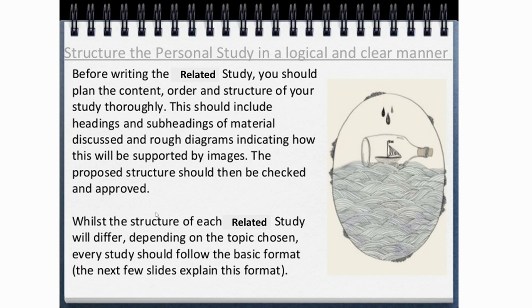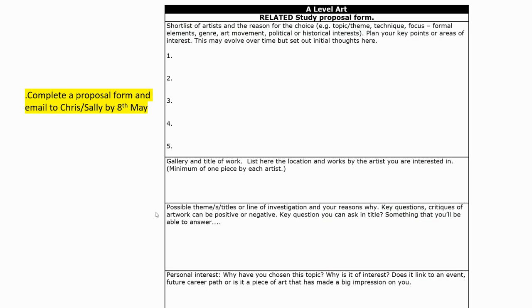Okay? So whilst the structure of each essay can be slightly different, there are key things that we've got to look at, and that's what we'll do. So I'm giving you this form to get back to me and Sally by the 8th, and here's a series of things that you could look at: a short list of artists, ideas, themes that you could be looking at, various things that you could explore, gallery work or location of work that you might be interested in, possible themes, and really your personal interest.